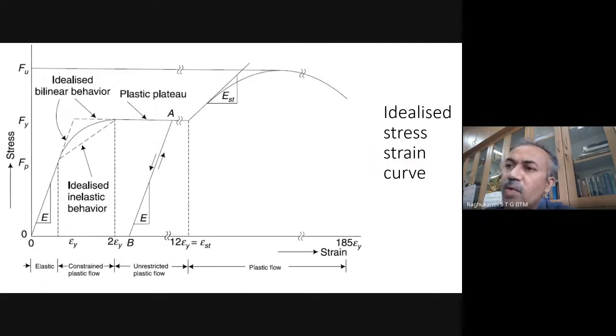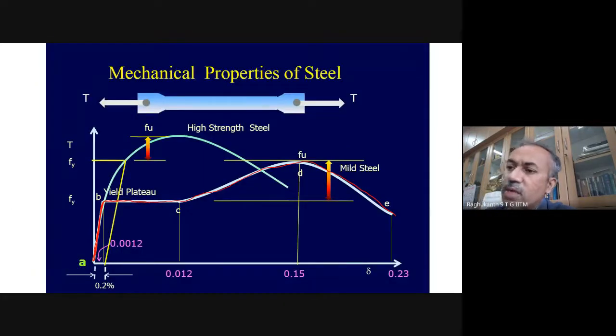You can give a variety of names. This is elastic. This is what we call constrained plastic flow, then unrestricted plastic flow. This entire region we call the plastic flow. Now, when you look at this stress strain curve, the most important thing is that the yield strength, that is Fy, is somewhere in this region itself. And if you go into the plastic region and test the specimen until collapse, you will get the maximum collapse load, that is Fu.